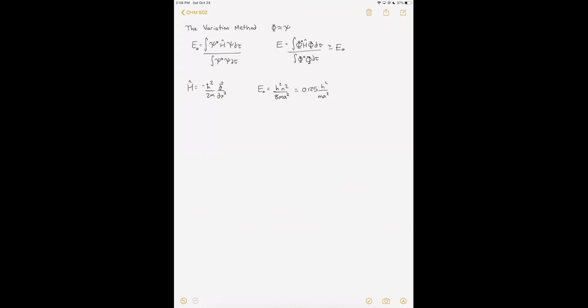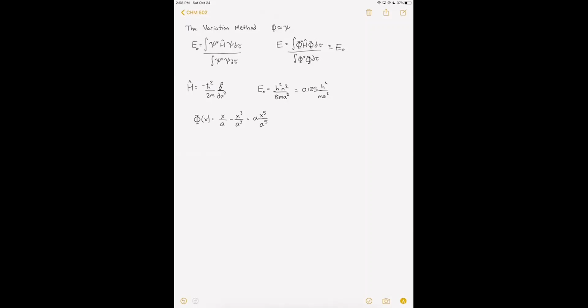So what's a good trial wave function to use? It has to match the parameters of our problem. For the particle in a box, the wave function has to equal 0 at the boundary conditions of 0 and a. So what we can do is use a function that does that. Our trial wave function could be some series of polynomials like this: x over a minus x cubed over a cubed, plus alpha x to the fifth over a to the fifth.